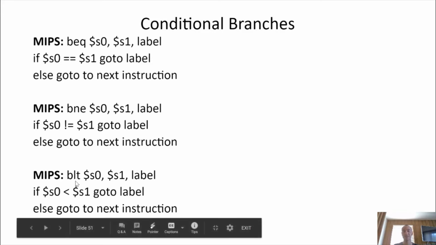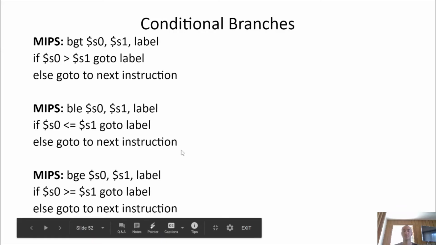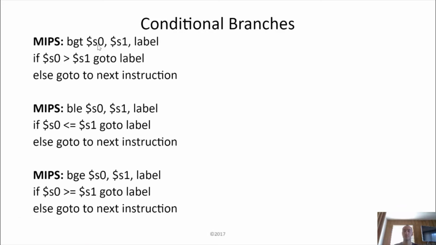We have a different one: branch less than. If S0 is less than S1, then jump to this label. If it's not, you just go to the next line. All of them work the same, just the conditions are different. Then we have branch greater than. If S0 is greater than S1, then go to the label. If not, you go to the next line.